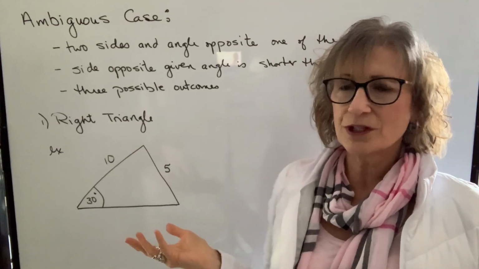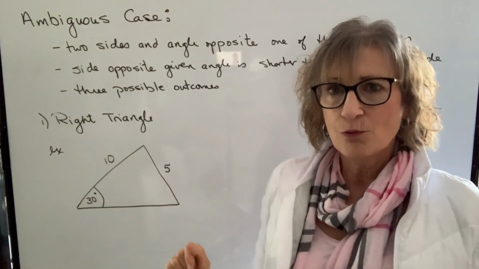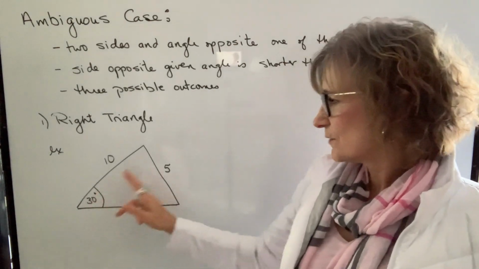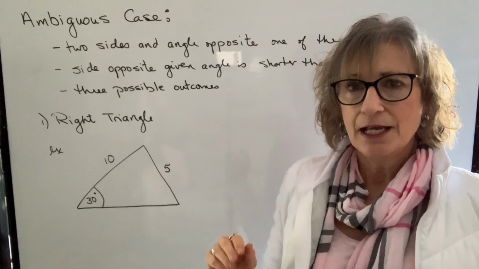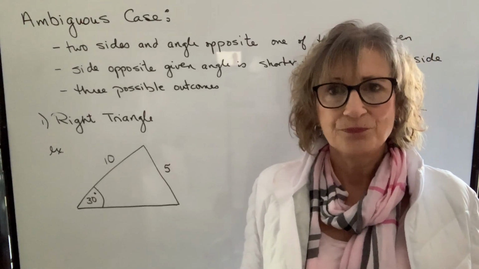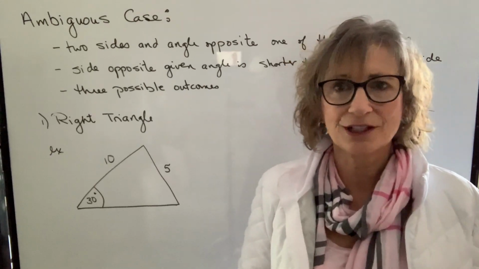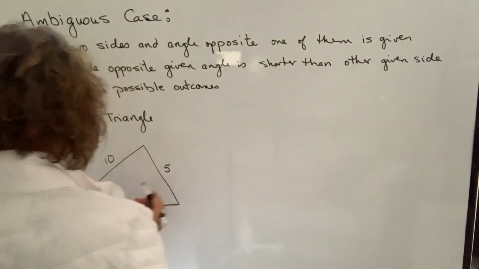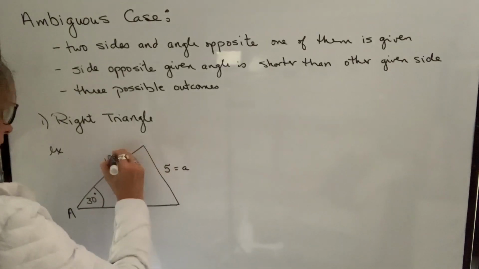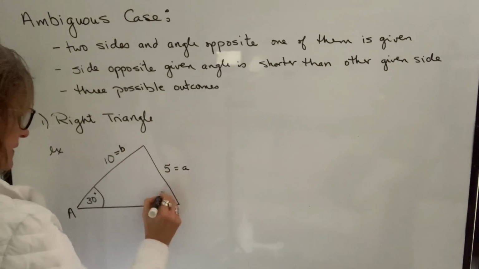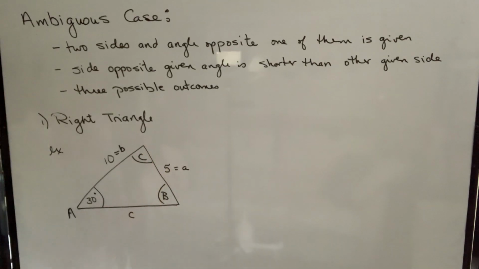And you may not know that it's a right triangle to begin with. So maybe you're given information like we are here, where this angle is 30 degrees, the side opposite is 5, and this side is 10. We're going to solve using the law of sines, and I will show you how you'll know it's a right triangle. If we call this angle A, then this is side A, this is side B, this is angle B, this will be angle C, and side C.